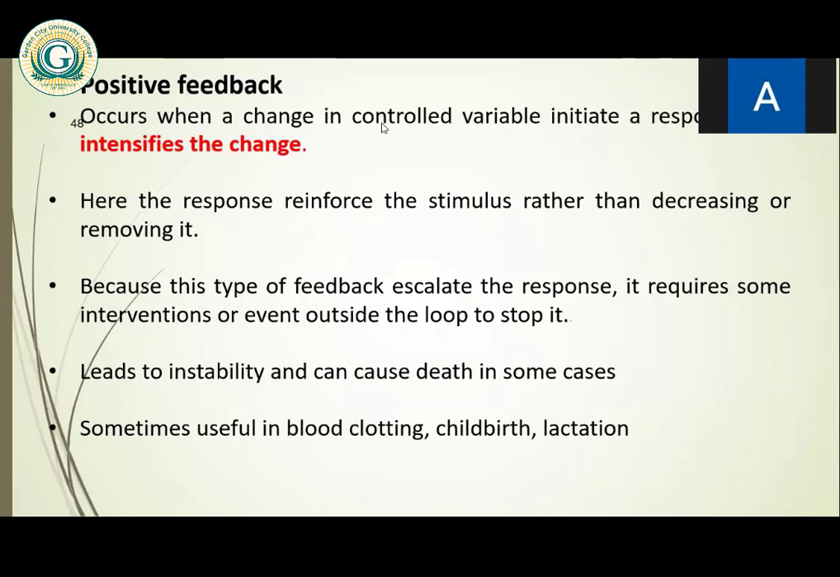Yes, Bright. Please, can you go over a little about the negative feedback and the positive feedback? If you can summarize it for me.